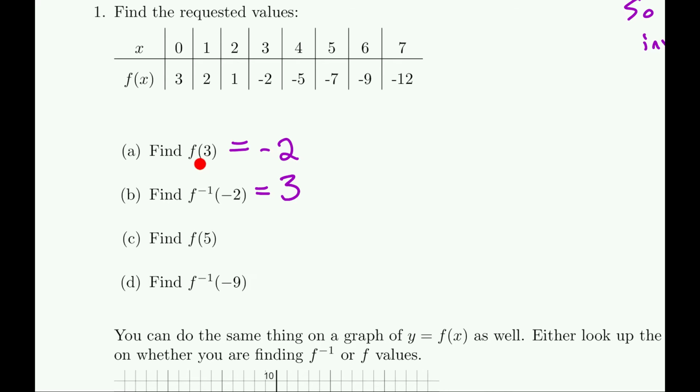Whenever you're working out an f of x or an f inverse of x value, basically one of these numbers is an x and one of them is an f of x. So this is the x and this is the f of x, right? But when you do an inverse function, it's the opposite. So this is the f of x value and this is the x value. So for inverses, you're basically just switching which row you're looking in, okay?